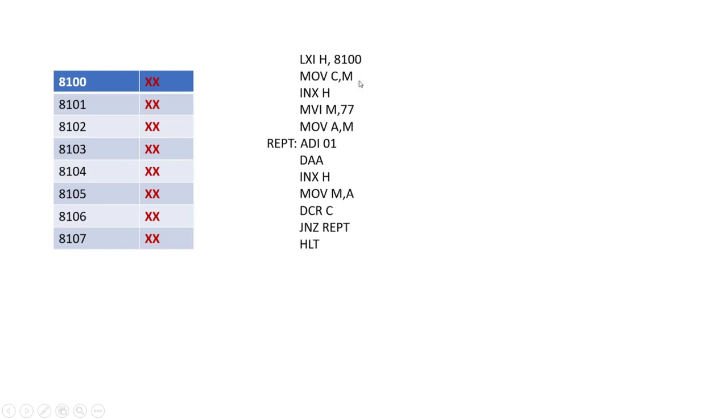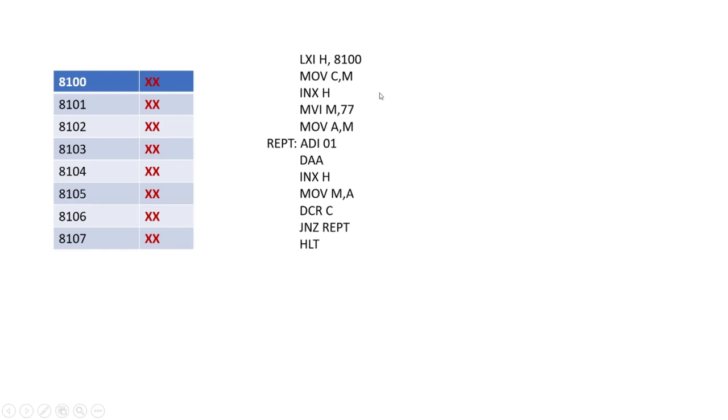Next, in order to obtain the next location, from which location onwards we need to save the data, we need to use INX H. Into that location, we can save immediately the first data, 77. The same data we need to move into the accumulator in order to do this addition process. After ADI 01, what will happen? We obtain 78 in the accumulator. In order to do BCD conversion, we can use DAA.